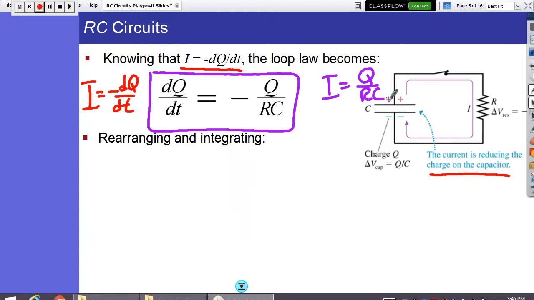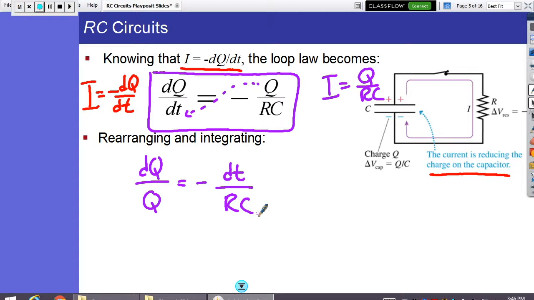So this is a special kind of differential equation called a separable differential equation. So what I'm going to do is separate. I'm going to get all my q's on one side and everything else on the other. So I'm going to bring this q over here, and I'm going to write dq over q, and that's going to equal negative dt over RC.